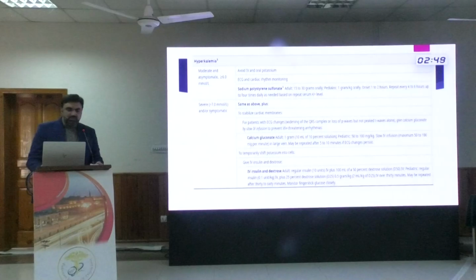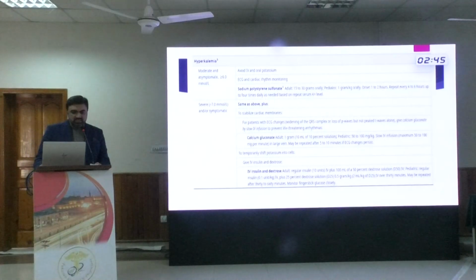For hyperkalemia, if the patient has moderate, asymptomatic hyperkalemia, avoid IV and oral potassium; ECG and cardiac rhythm monitoring should be done. And if the patient has severe hyperkalemia, start with calcium gluconate, 1 gram by slow IV infusion in large veins, which may be repeated after 5 to 10 minutes if ECG changes persist.